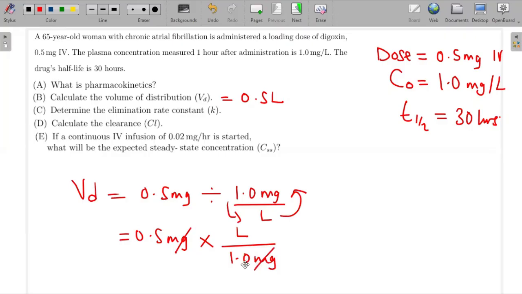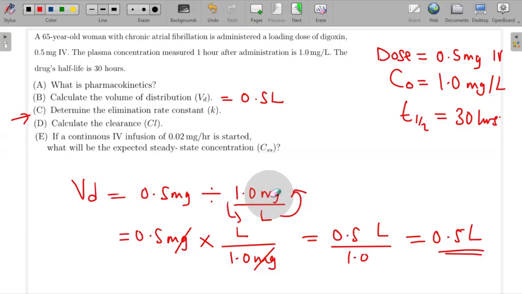So what am I going to remain with? I'm just going to remain with the 0.5 liter over 1.0. When I divide this, that's how I got my 0.5 liter. I hope it's clear now. And then I was explaining on C here, determine the elimination rate constant K. The elimination rate constant describes how quickly a drug is removed from the body, right? And how are we going to find it? We are going to find it using the relationship from the half-life formula. Someone has raised their hand.